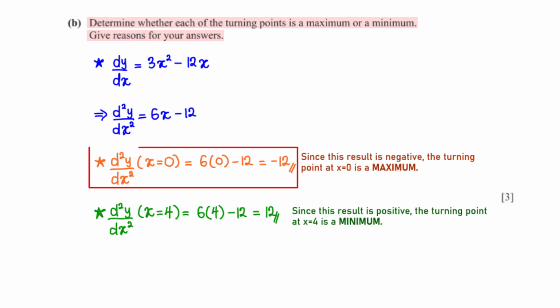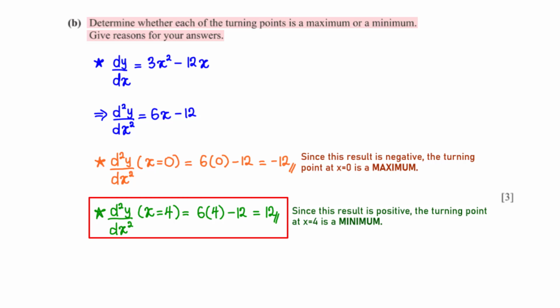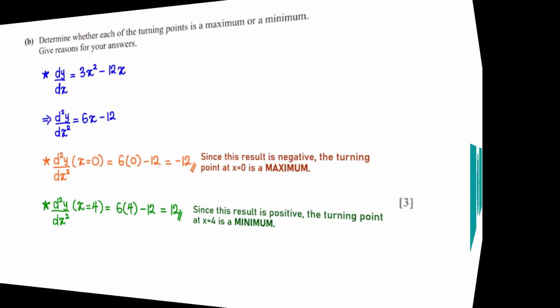When we substitute x equals 0 into the second derivative, we get negative 12. Since this result is negative, it means the turning point (0, 16) is a maximum. When we substitute x equals 4 into the second derivative, we get 12. Since this result is positive, it means the point (4, negative 16) is a minimum.